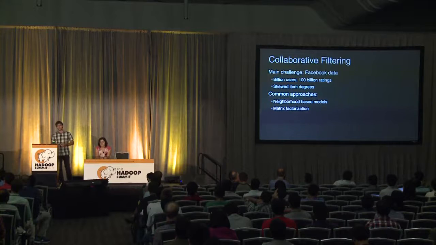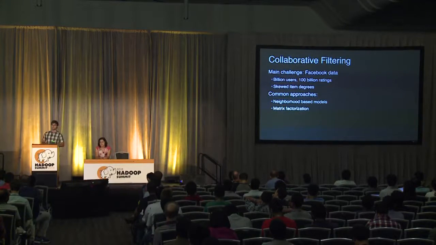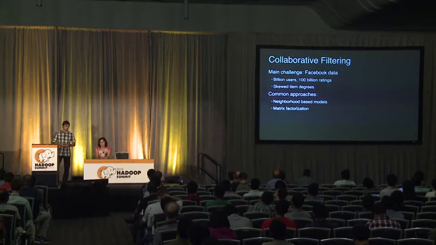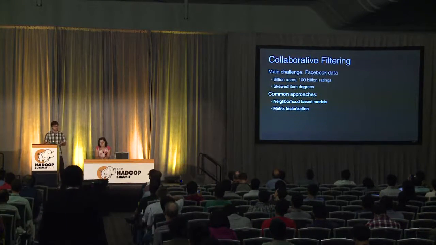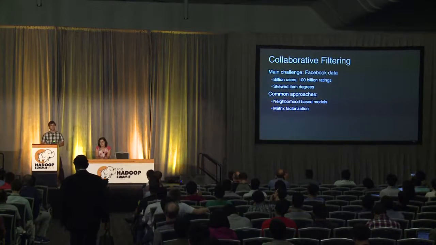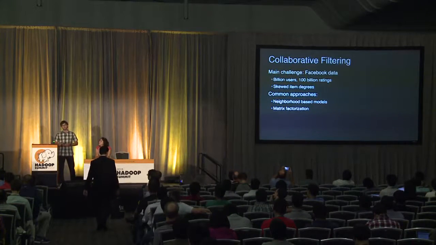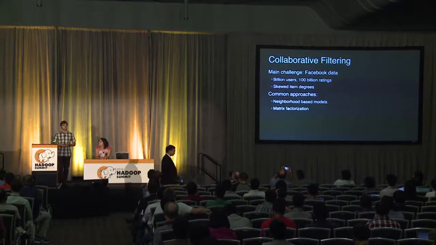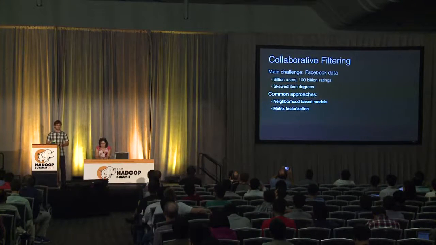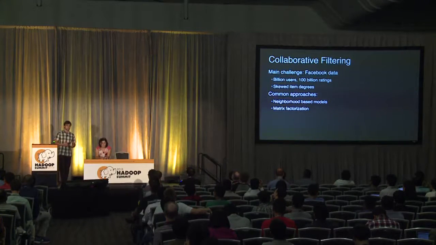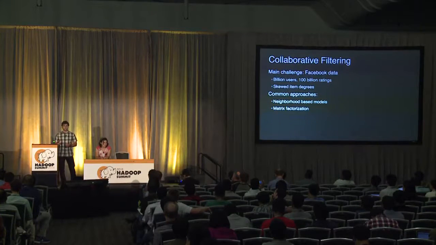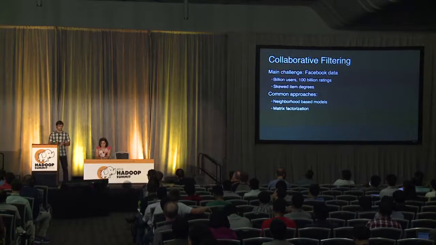So the main challenge that we have here for designing the algorithms that will work on Facebook data is how to scale this problem to our size. So here we are talking about more than 1 billion users and millions of items. The largest numbers that anyone ever talked about in this field are at least 2 orders of magnitude lower. For example, in that Netflix prize competition, the data set there was 100 million ratings, and we are dealing here with 100 billion ratings.